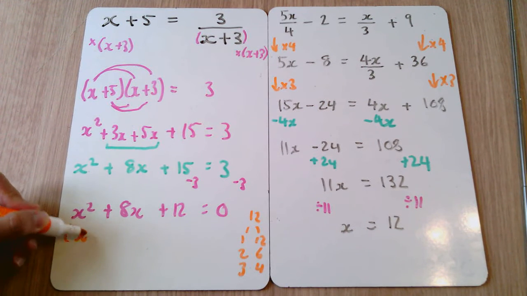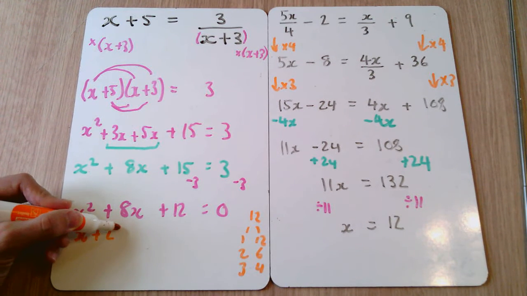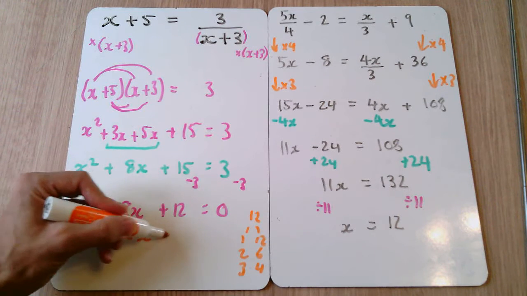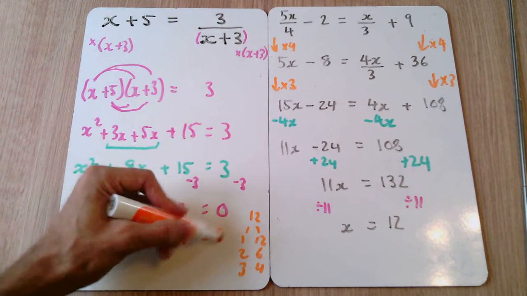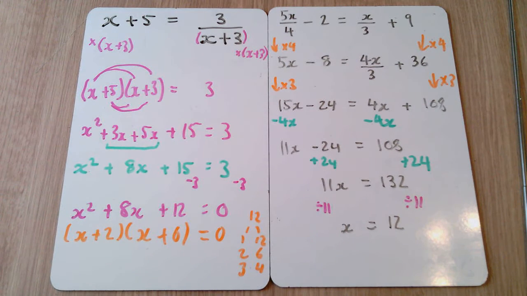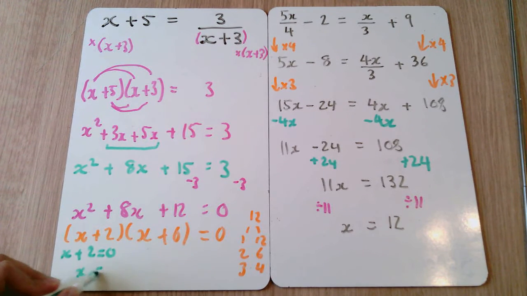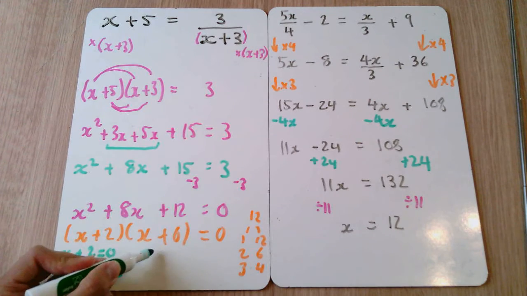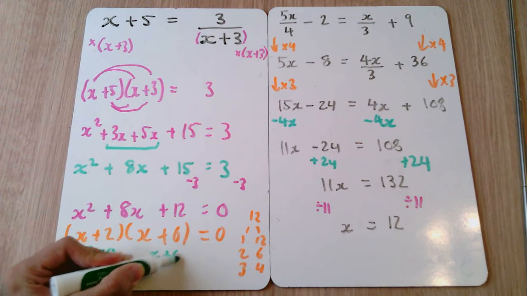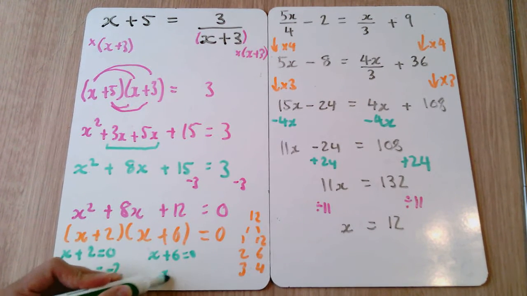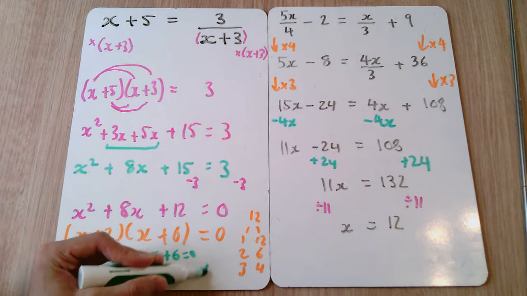So our factors here are x plus 2 and x plus 6 is equal to 0. And when we solve a quadratic, we simply equate each of these to 0. So if we are saying x plus 2 is equal to 0, very simply x is equal to minus 2. And if we solve x plus 6 is equal to 0, x is equal to minus 6.